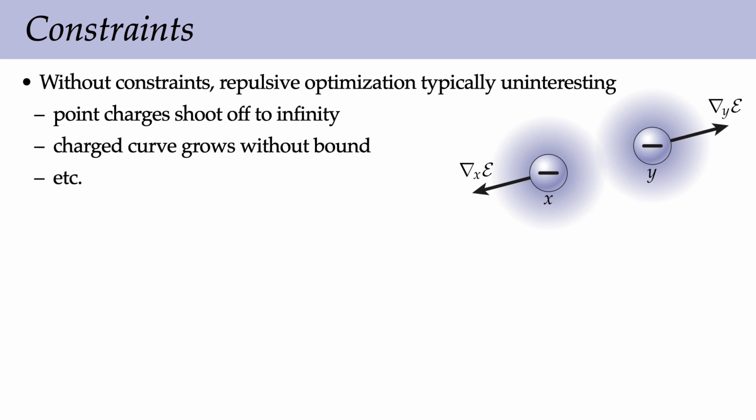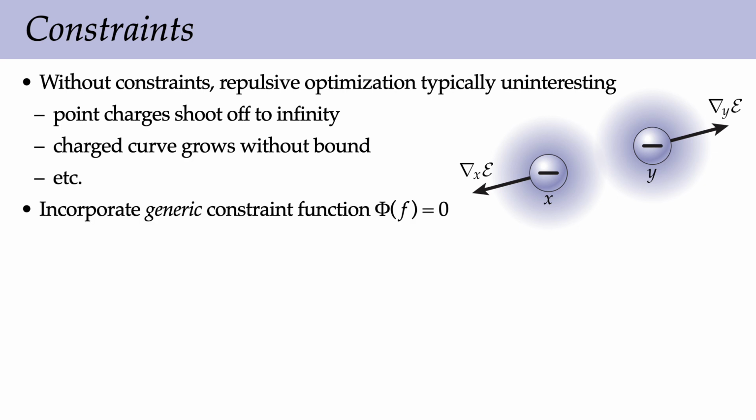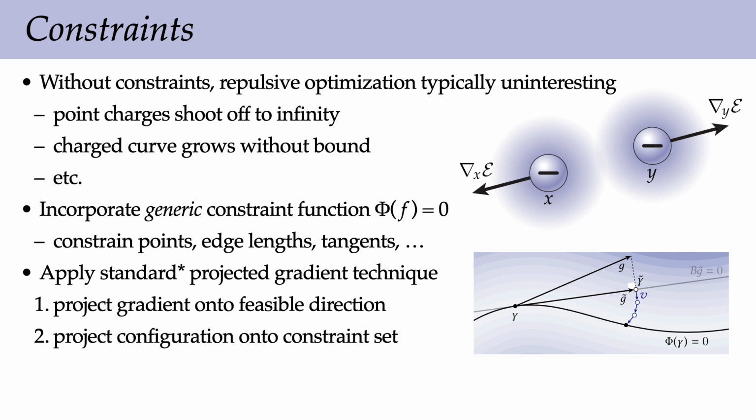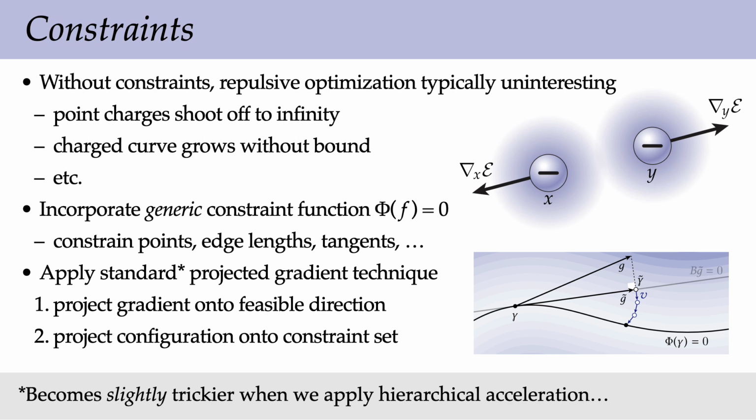So we incorporate a generic constraint function, phi of f equals 0, that can describe constraints on points or edge lengths or tangents or whatever, and apply a standard projected gradient technique where we first project the gradient onto a feasible direction, and then we project the geometry itself onto the constraint set. By the way, this all becomes a bit more complicated when we want to accelerate computation, so I'll just describe the simpler unaccelerated version here.